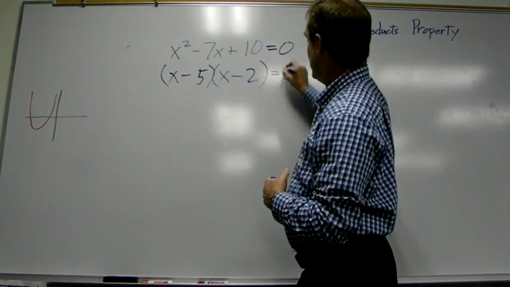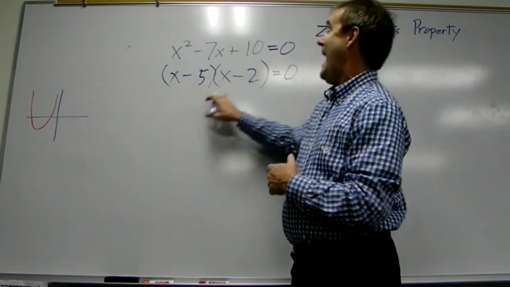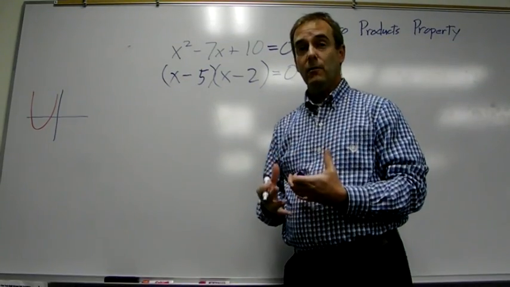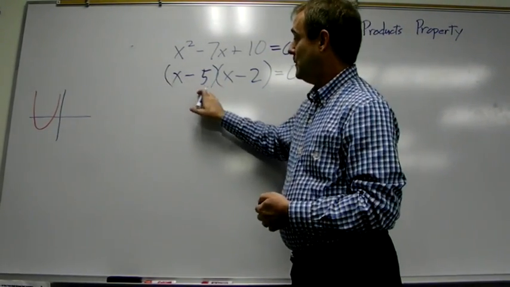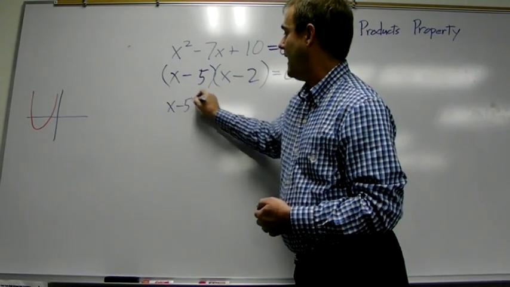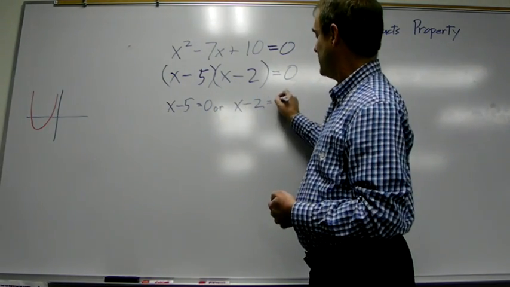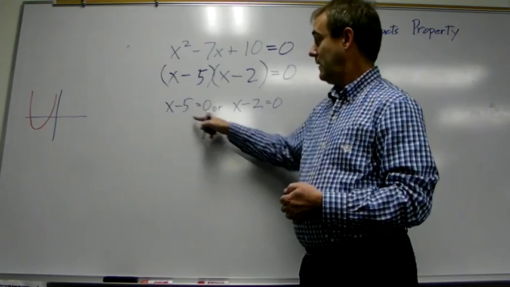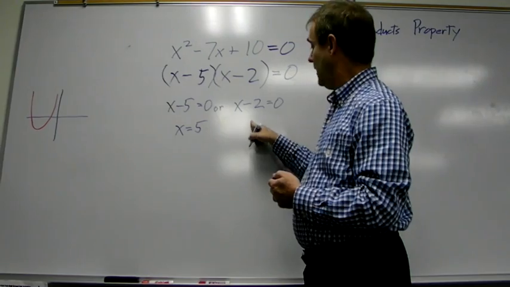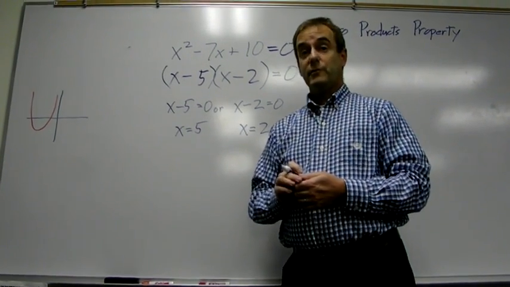It's still equal to 0. But if I have two things that are multiplied and they equal 0, then one of those two things has to be 0. So I'm going to assume either this is 0 or this is 0. x minus 5 is 0 or x minus 2 is 0. So I'll solve this equation. I'll add 5 to both sides and find that x is 5. And I'll solve this equation. I'll add 2 to both sides and find that x is 2. Those are my two solutions.